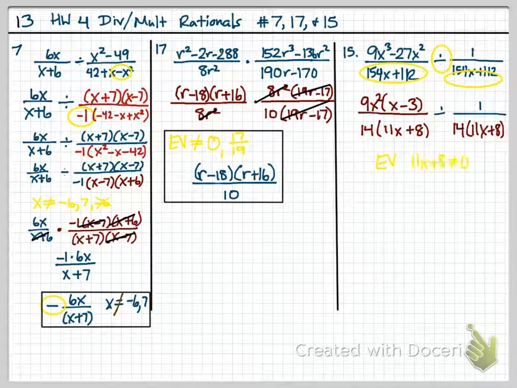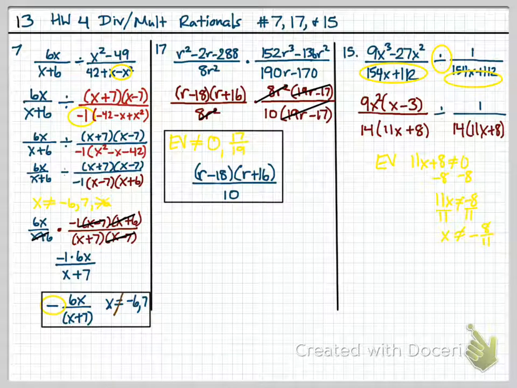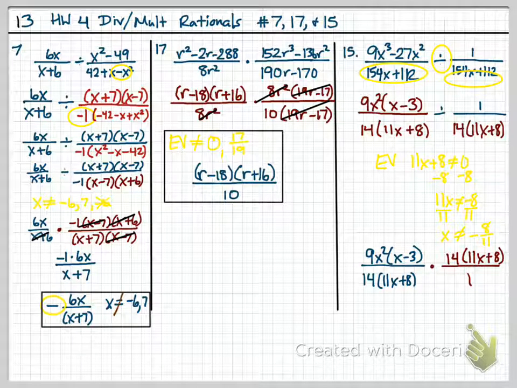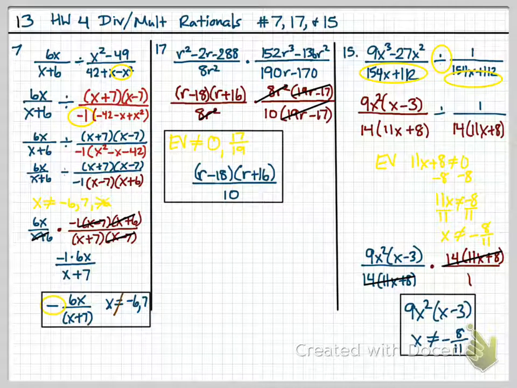So in this case, we set 11x plus 8 not equal to 0. Subtract the 8, divide by 11, and our excluded value is -8 over 11. And now what we do is let's change our division to multiplication and do the reciprocal. So nice enough for us, we can now cancel the numerator and the denominator, and we're left with 9x squared times x minus 3, where x cannot be -8 over 11. And that's our final answer.